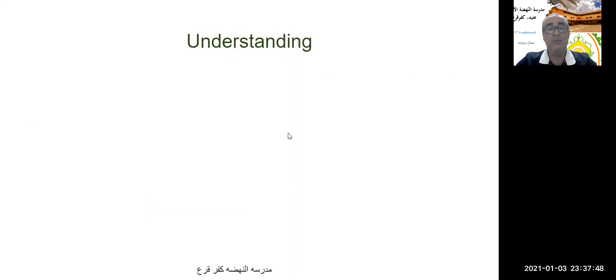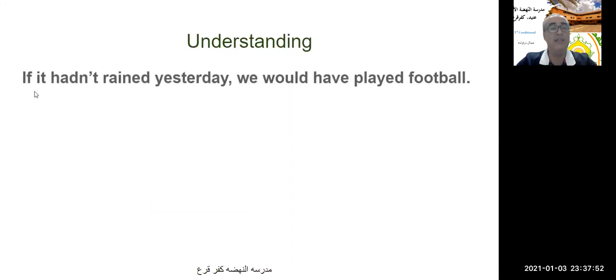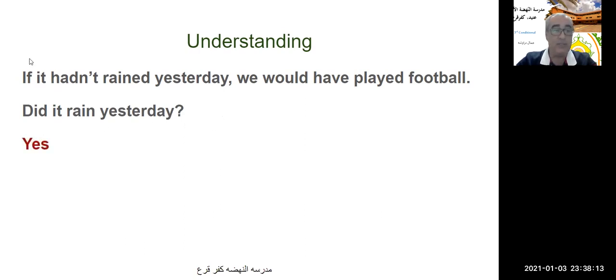All right, let's move into a better understanding of the third conditional. Look at this sentence. If it hadn't rained yesterday, we would have played football. Now, look at this question. Did it rain yesterday? What do you think? Exactly. Yes, it rained, because it says here, if it hadn't rained, we would have played. This means that it rained.